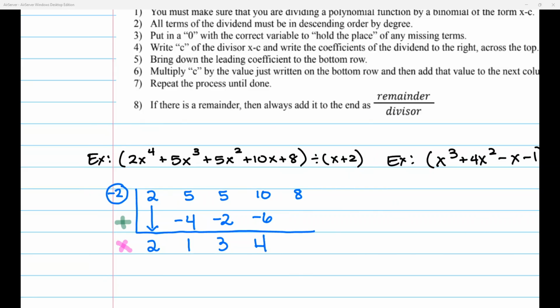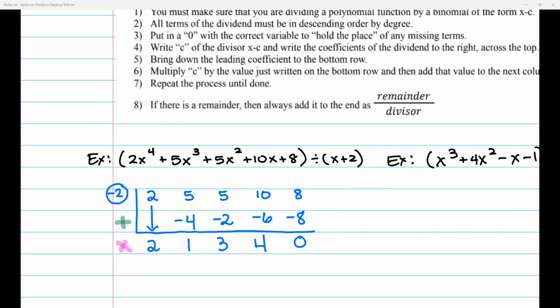What do I do with that +4? I take the -2 and I multiply it by 4, that's a -8. What do I do with that -8? I take the 8 and the -8 and I add them together, and the answer I get is 0. Okay, so there's the synthetic division. I am done. And so now the question becomes, what the heck did we just do, right?